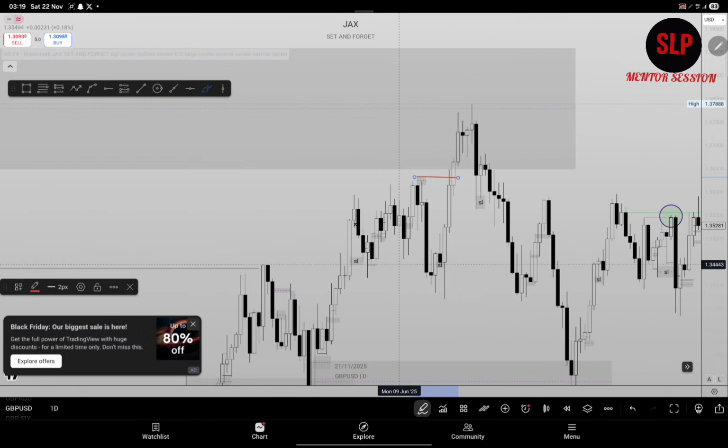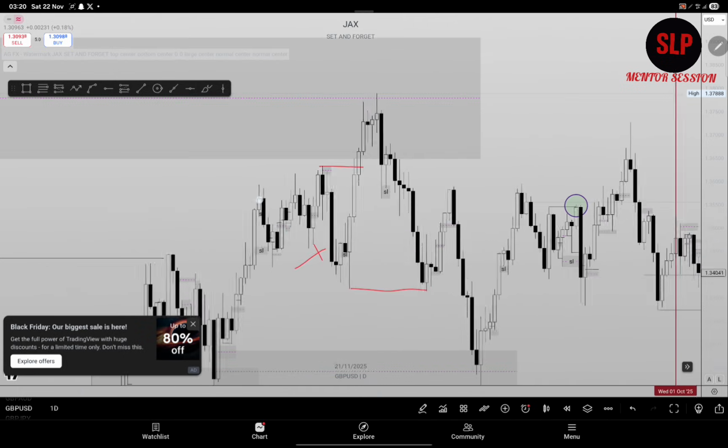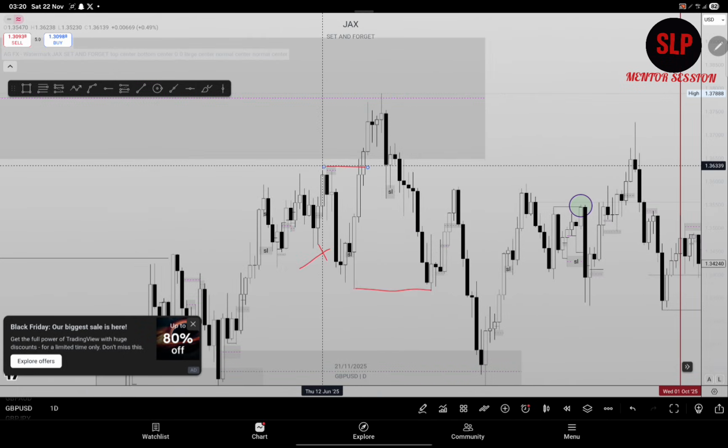We have a sweep, and you can see that this sweep broke structure. If you look down to validate it, you notice that the sweep broke structure. I told you that you don't use the wick here to validate your QMR. The sweep broke structure, and what do we have here? If I measure this, it should be at least 70%.